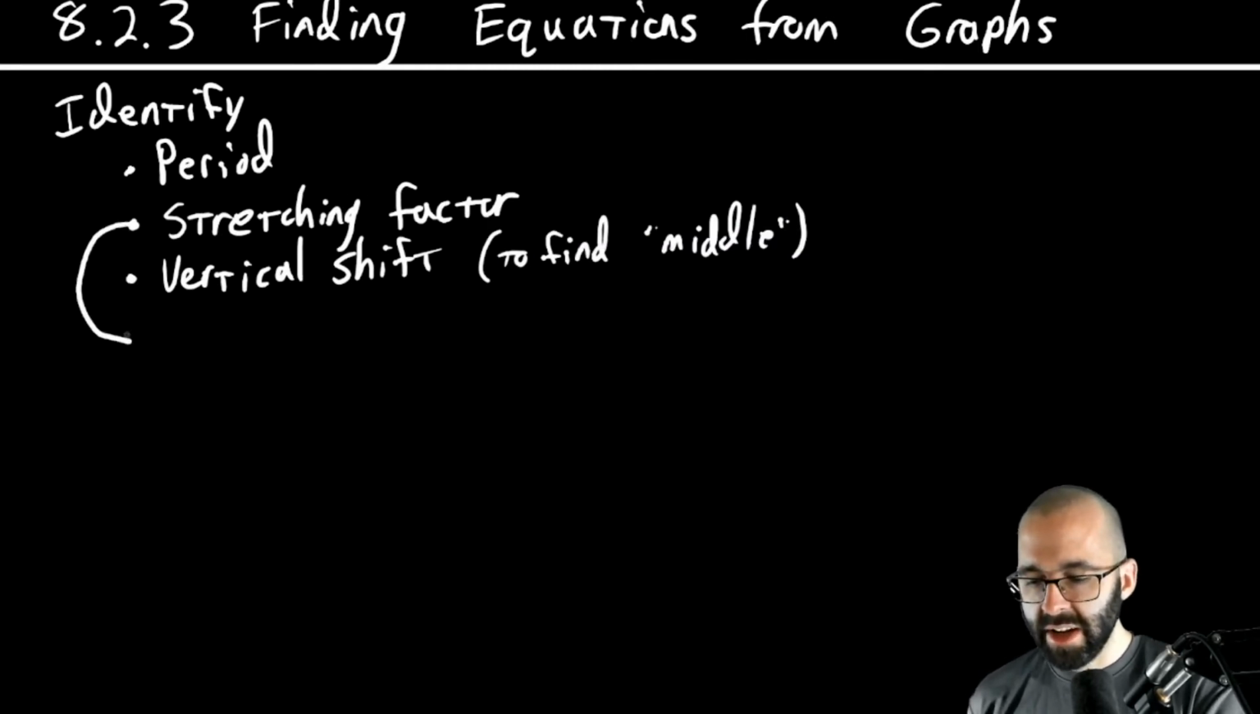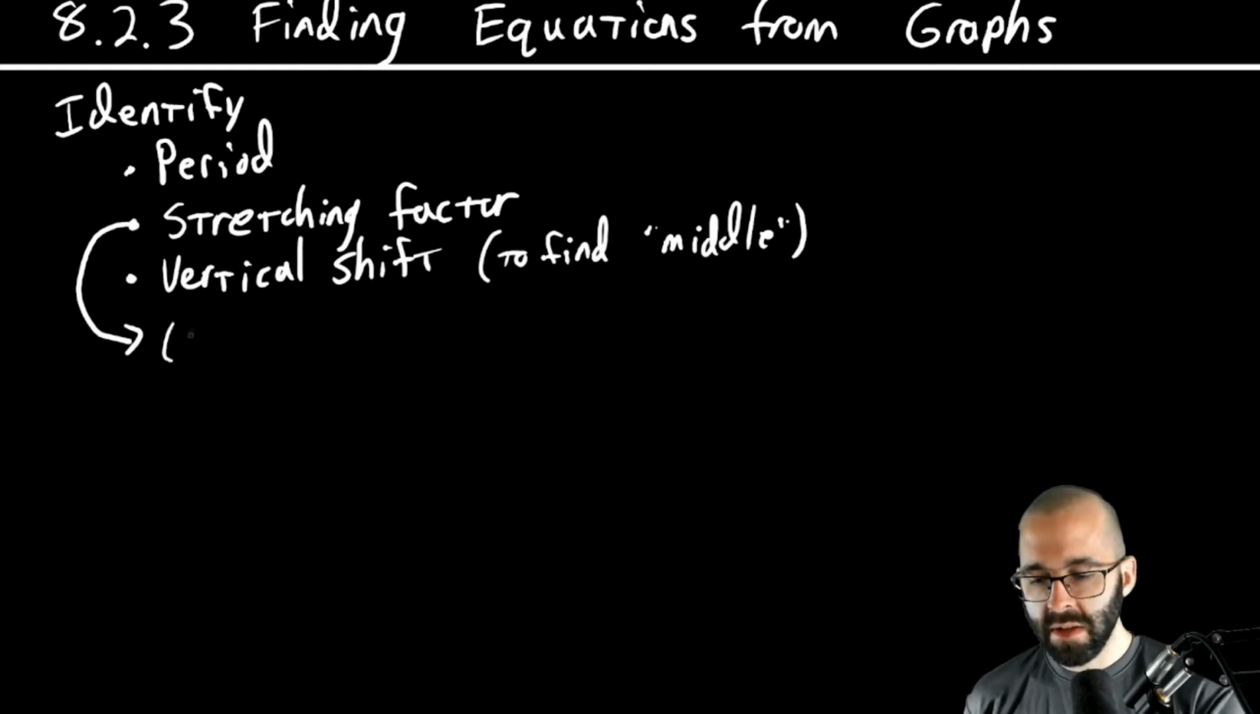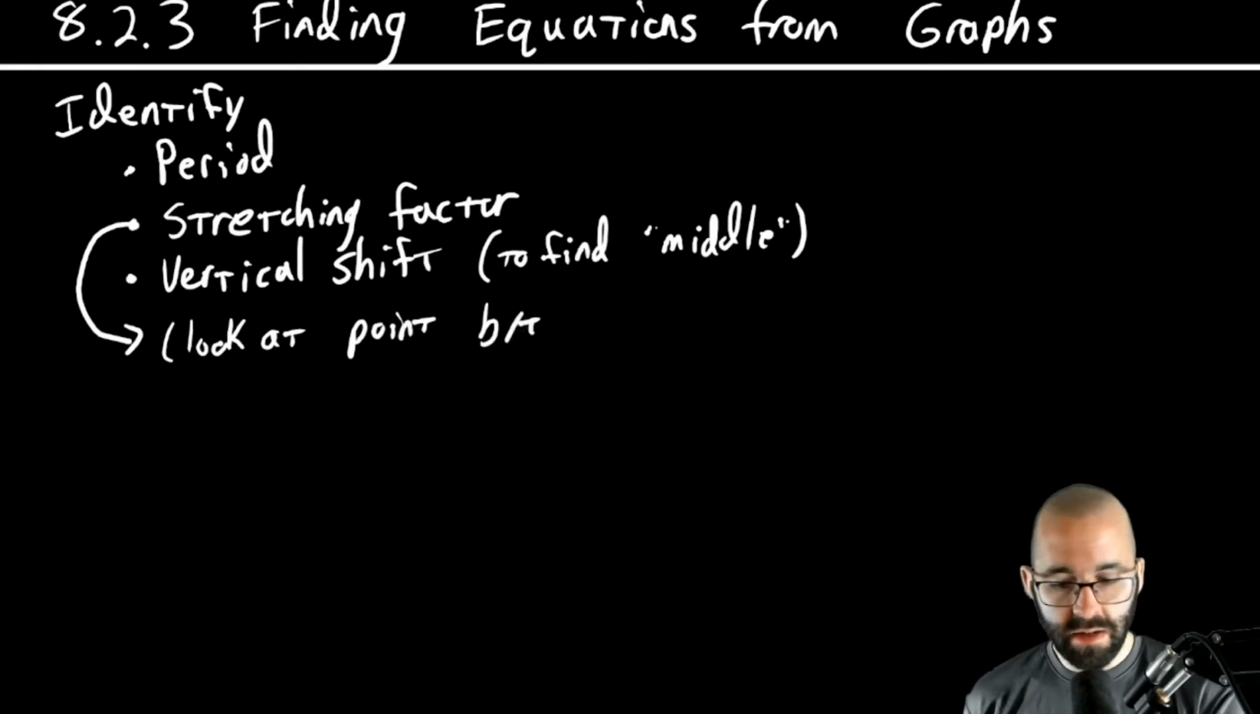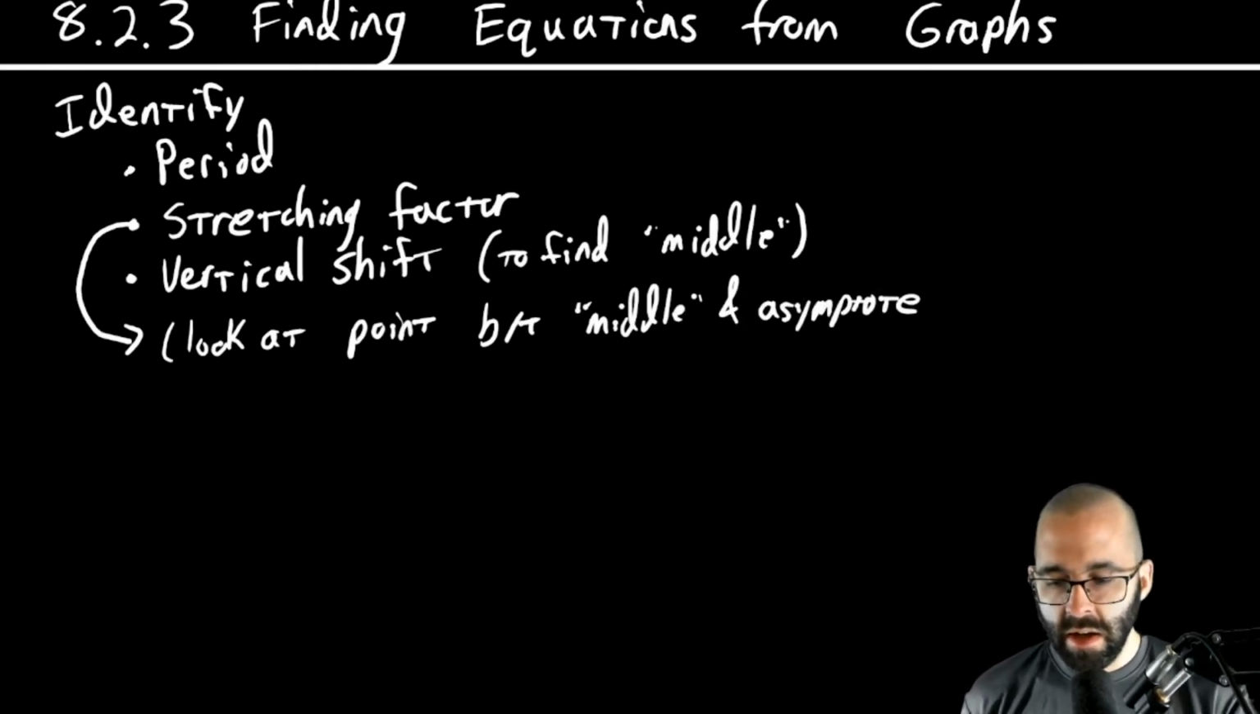Let's look at the stretching factor after the vertical shift. It's usually a little bit more helpful. And that's going to be the point between the middle, so that's why we wanted to find the middle first, and the asymptote. All right, and then we're going to look for the phase shift kind of last.